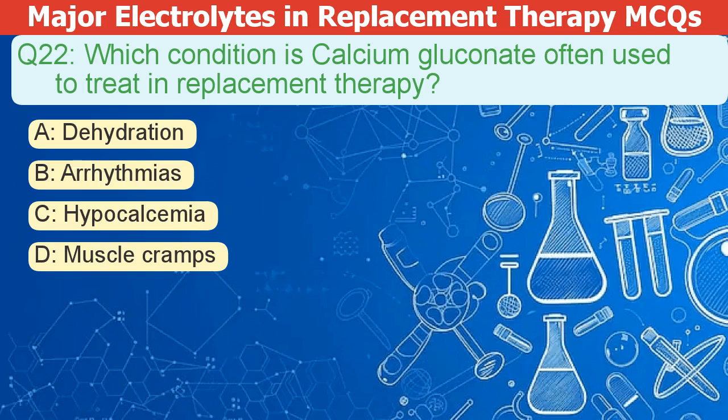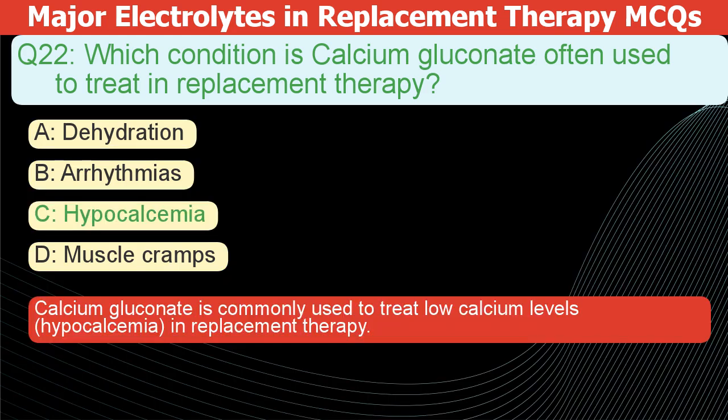Which condition is calcium gluconate often used to treat in replacement therapy? A. Dehydration. B. Arrhythmias. C. Hypocalcemia. D. Muscle cramps. The correct answer is C. Calcium gluconate is commonly used to treat low calcium levels, hypocalcemia, in replacement therapy.